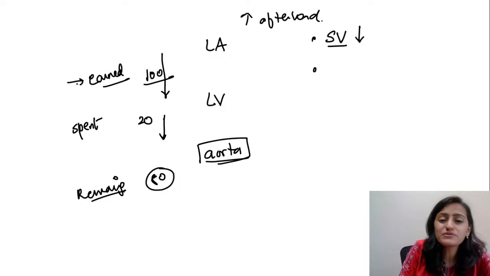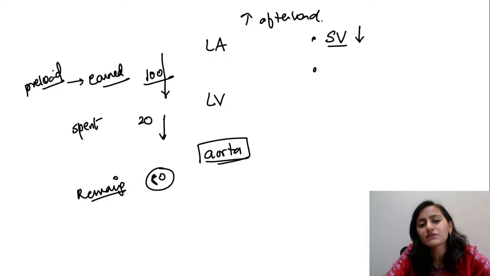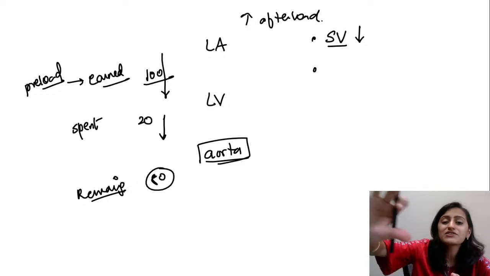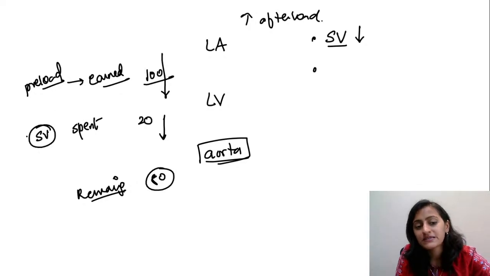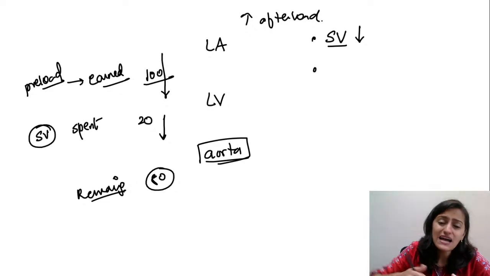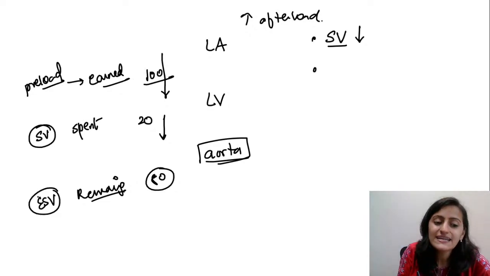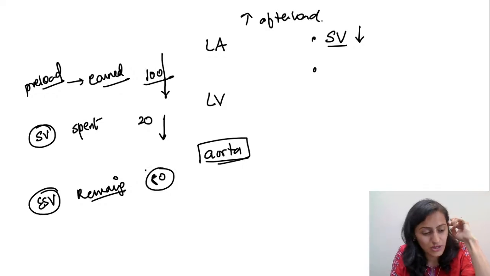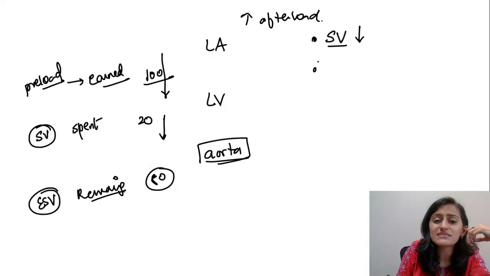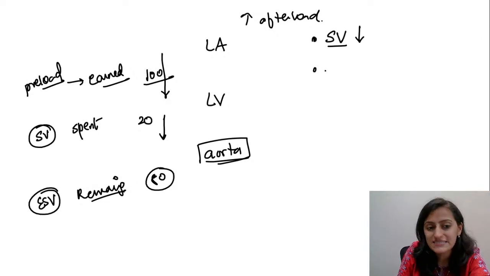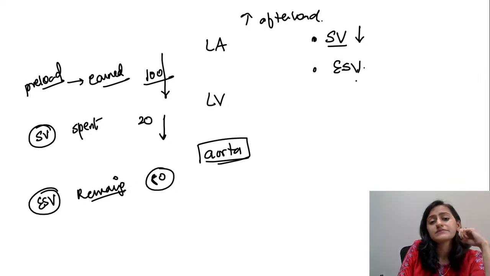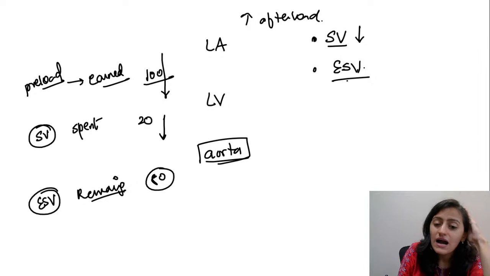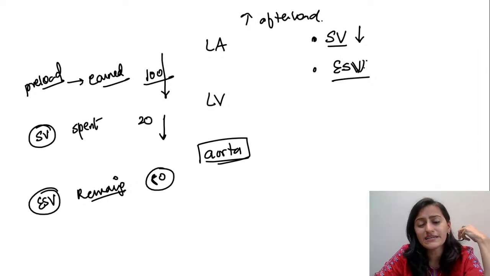So this amount which is earned, basically that is the preload. Left ventricle has earned it from the left atrium. The amount which the left ventricle is spending, giving it to the aorta, that is the stroke volume. And what is remaining after spending, that is the end systolic volume, right? That is the end systolic volume. So here the stroke volume is decreasing when the afterload increases, right? So in that case, what will happen to the end systolic volume if the afterload is increasing? How much will be the end systolic volume? Will it increase or will it decrease?